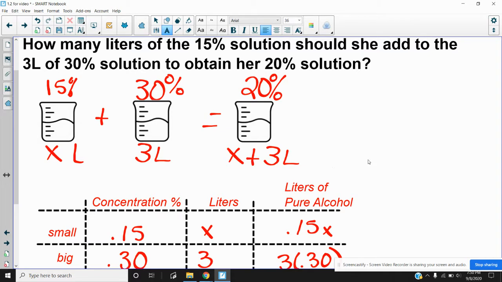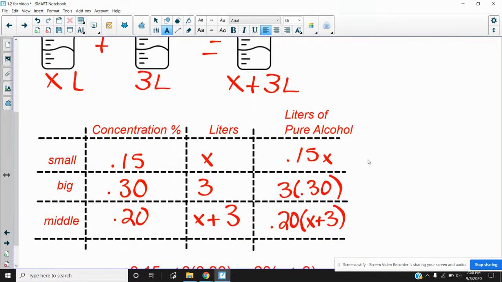Now, another way to set this picture up to organize our information is in a chart. In this chart, we've got a column to describe our concentration, our percentage, although notice that I'm using decimal values here. I've got the number of liters, so X liters, 3 liters, and X plus 3 liters. And then over here, not just liters, but how much of what I have is pure alcohol. Well, since it would be 15% of how much I have, I'm going to multiply that. And that's why I would use the decimals.